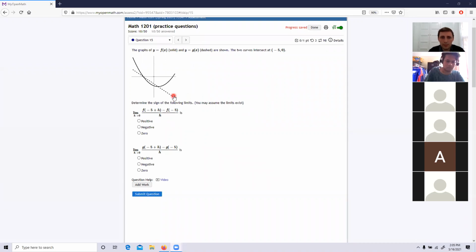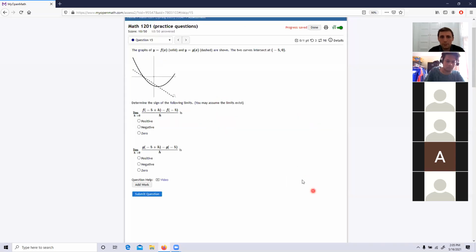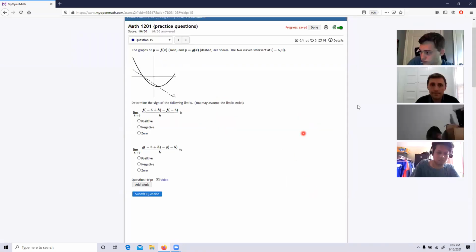You can even zoom in, I think. Say you can do this if you need to zoom in. I don't see why you need it, but fine. Positive, negative, or 0, just a very simple question.